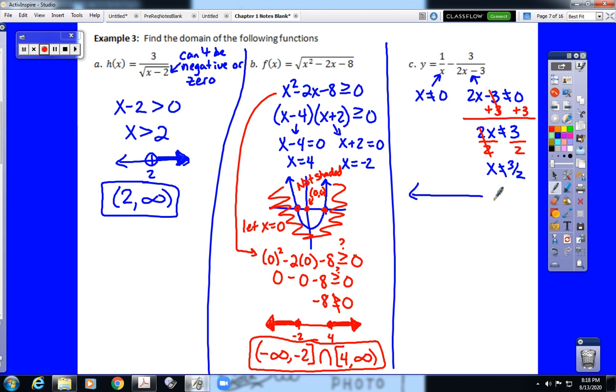So again, think of a number line. There's 0, there's 3/2. Those are the only two numbers that we're not allowed to use for x. Every other number on that number line is fine. So when we write this out, we have three pieces: negative infinity to 0, 0 to 3/2, and 3/2 to infinity.